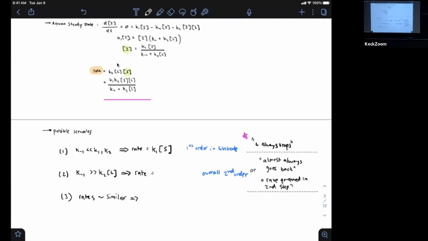Now, the opposite extreme is where the initial migratory insertion is happening in equilibrium, but it's almost always going backwards. So let's say it's 1/1000th of the time it gets trapped. Then the overall reaction rate is governed essentially entirely in the second step. And so in that case, the rate law ends up being overall second order, where there's both a ligand term and a substrate term.